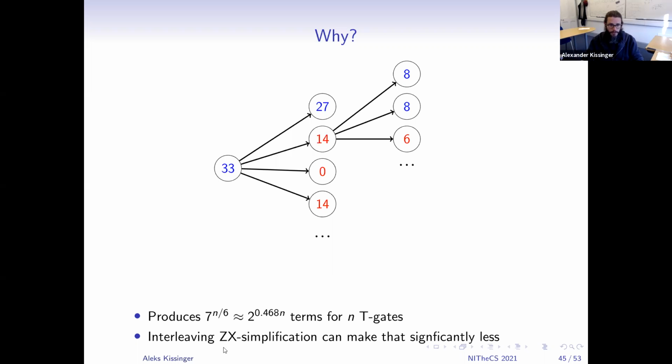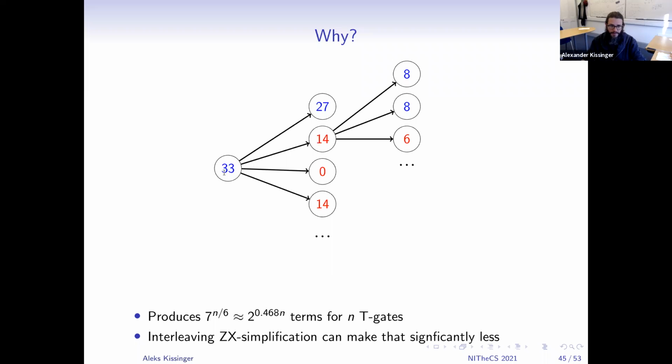with our simplifier routine. So what you do is you split up this thing into some terms, and then you optimize as much as possible, and then you split some more, and you optimize as much as possible, and so on. And what this can do is actually make the number of terms that you have to evaluate in practice significantly smaller than this 7 to the n over 6.